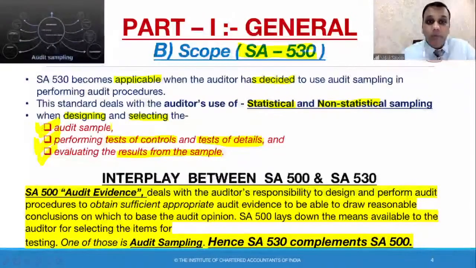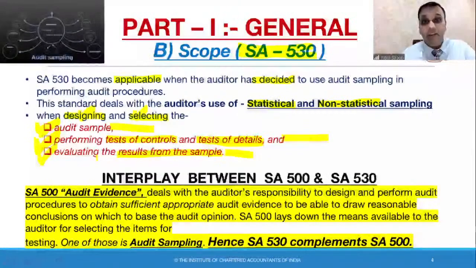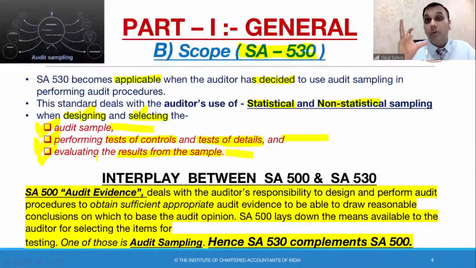Okay. So, blood sample collected, test performed upon it, and report given to the patient. In the same way, the auditor designs the criteria, selects the sample, performs tests, and evaluates the results of the audit procedures applied on the sample, and he considers accordingly whether these results corroborate to the population or not. So this is the scope of SA 530. SA 530 tells the auditor to cover this.